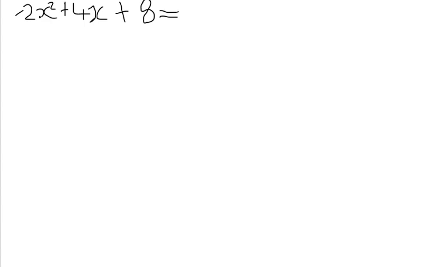So here, for us to have x squared with a coefficient of positive 1, we are going to factor out minus 2 for the whole function, right? So that will be minus 2 multiplied by, then we have our bracket, and here we have x squared, and then we have minus 2x minus 4.